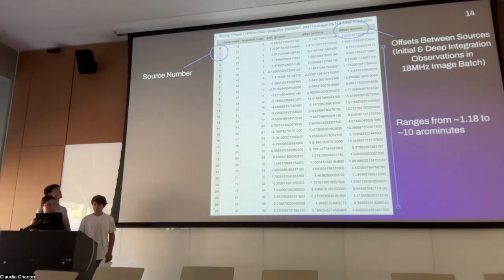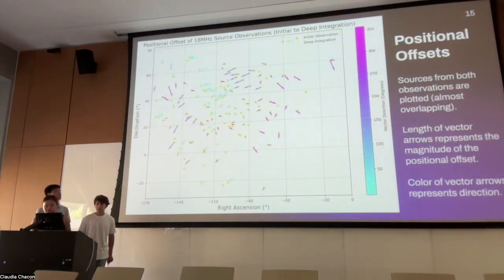As seen on the table, at least for the 18 megahertz images, the positional offset caused by the ionosphere ranged from around 1.18 to 10 arc minutes. To visualize the positional offsets, I mapped out the sources on a scatter plot, which appear to be overlapping. Then I added vector arrows, which represent the offset between the 2 images of each source. They are scaled up so we can see how they vary. The arrow lengths represent the magnitude, while the color represents the direction.